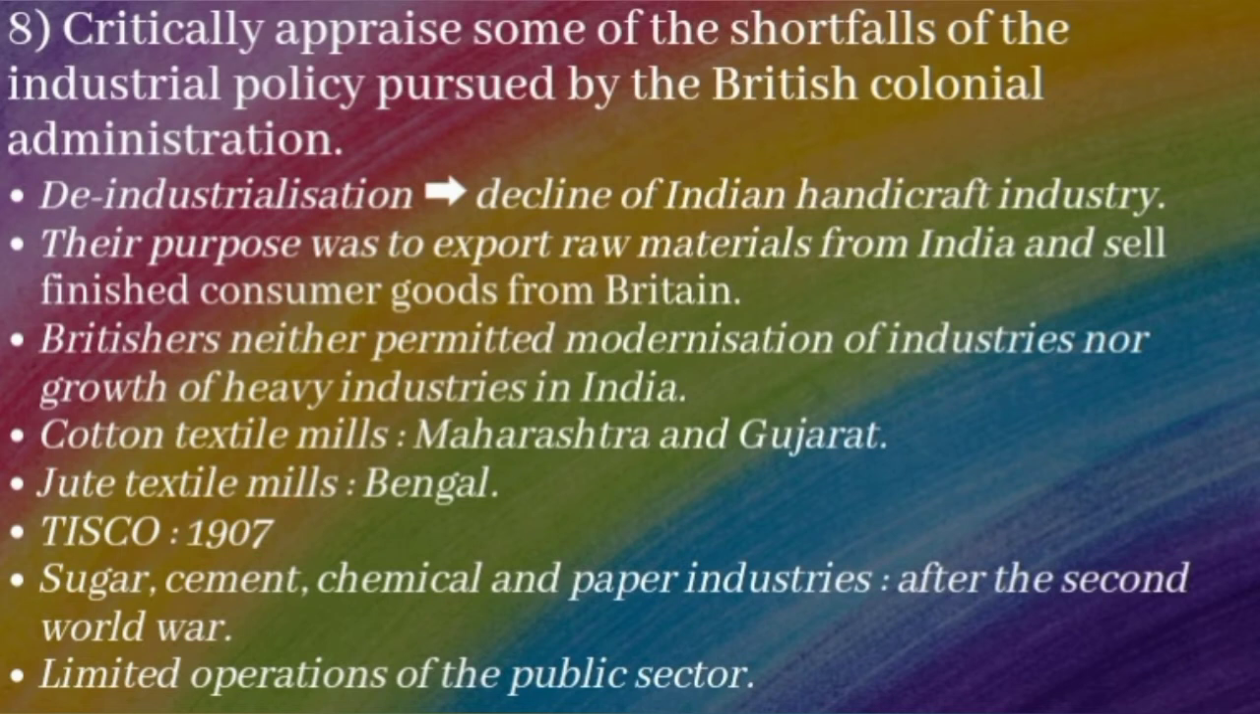The eighth one, that is, critically appraise some of the shortfalls of the industrial policy pursued by the British colonial administration. So what were the shortfalls of the industrial policies of the British administration? First one is of course deindustrialization, that is the decline of the Indian handicraft industry. Then their purpose was to export raw materials from India at cheaper rates, and to sell the finished consumer goods from Britain at higher prices.